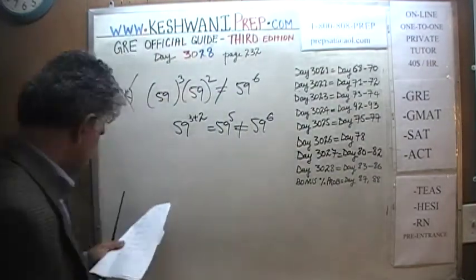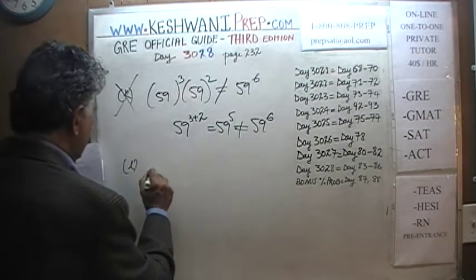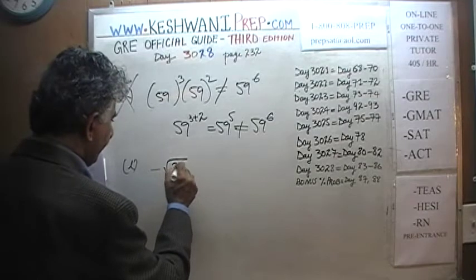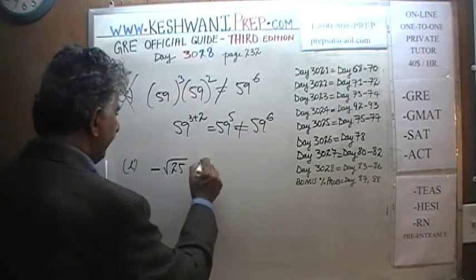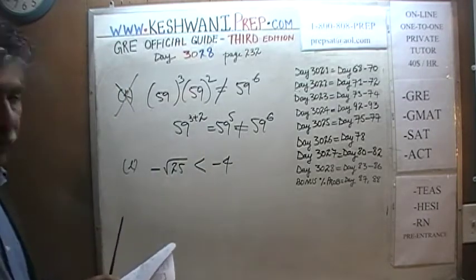The very last one, this one was K, L. L says, negative of square root of 25 is less than negative 4.